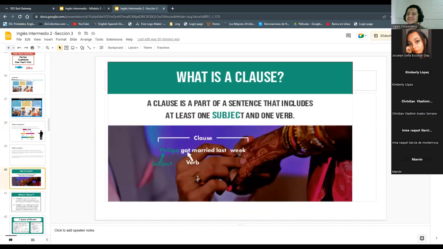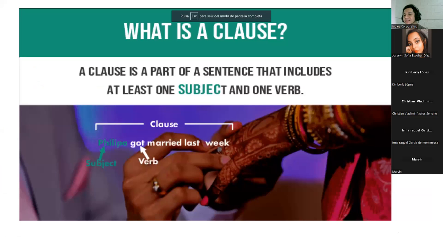Okay, so we are going to continue. We're going to finish with clauses, right? What is a clause? A clause is a part of a sentence that includes at least one subject and one verb. La clause siempre va a tener un sujeto y un verbo. Filipa got married last week. Subject, Filipa. Got, verb. So that is a clause.